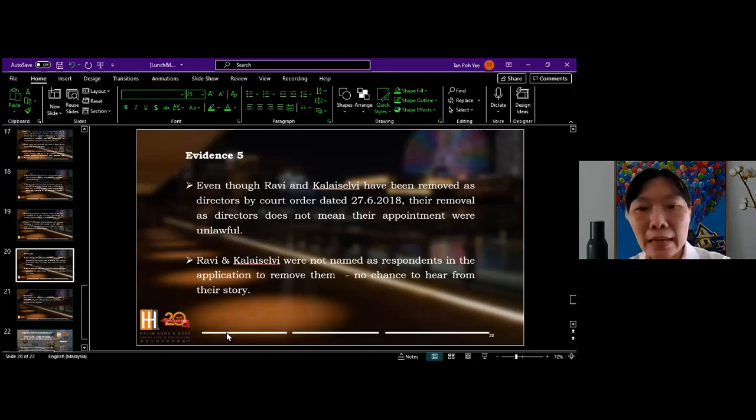In fact, in that application by the two other directors who were later reappointed, DW2 and Govindan, they filed this, but Ravi and Kalaiselvi were not named as respondents in their application. So actually, when they were removed, Ravi and Kalaiselvi were not given any chance to be heard, to tell their story. So that's the story.